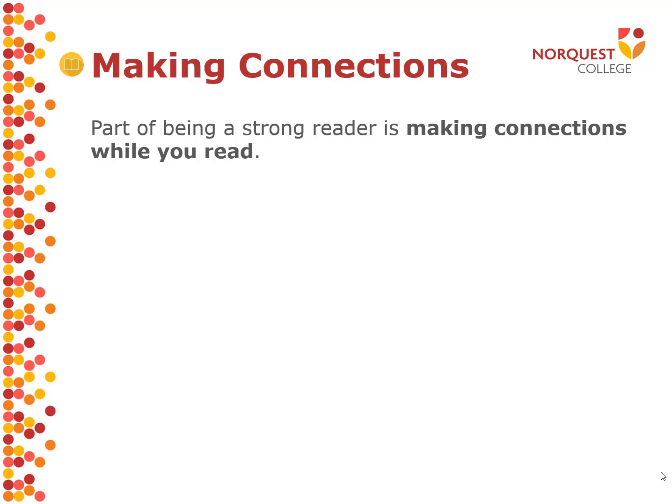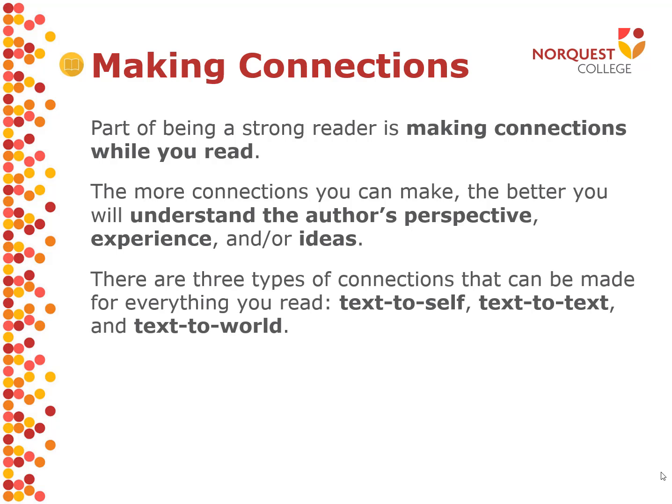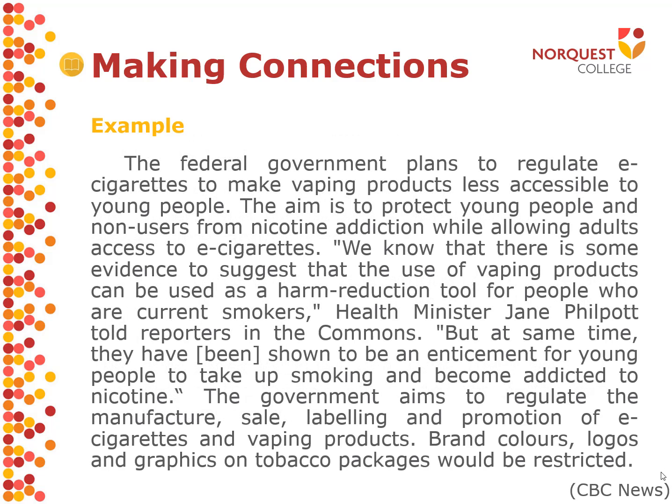Part of being a strong reader is making connections while you read. The more connections you make, the better you will understand the author's perspective, experience, and/or their ideas. There are three types of connections that can be made for everything you read: text to self, text to text, and text to world. The more connections you make, the more meaningful the reading will be, and the better your comprehension will be. Let's look at this example and make some connections.